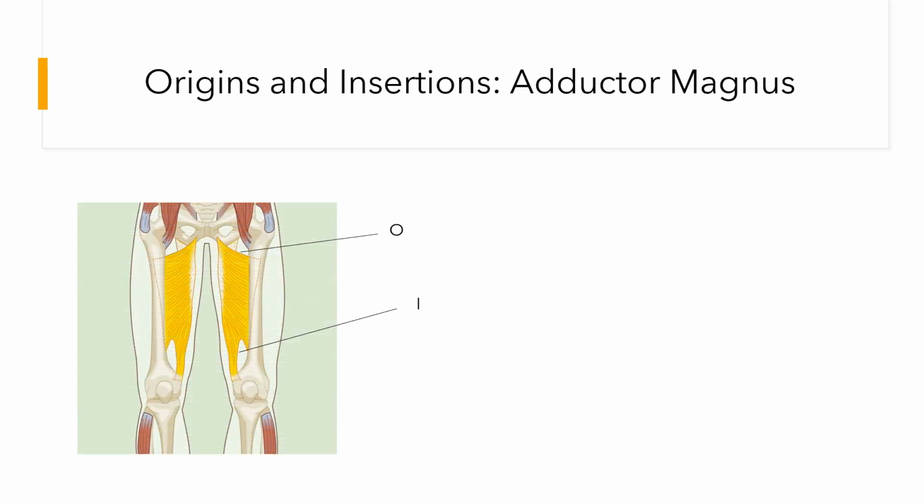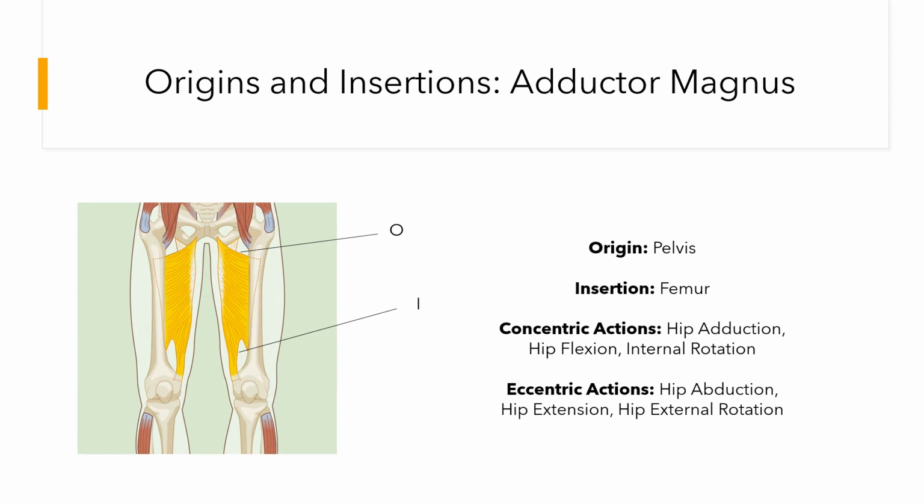Adductor magnus originates in the pelvis, inserts lower into the femur, as you can see, but it also inserts almost into the patella. Concentrically, hip adduction, hip flexion, internal rotation. It's the same again. So the eccentric actions are the same: abduction, extension, and external rotation.